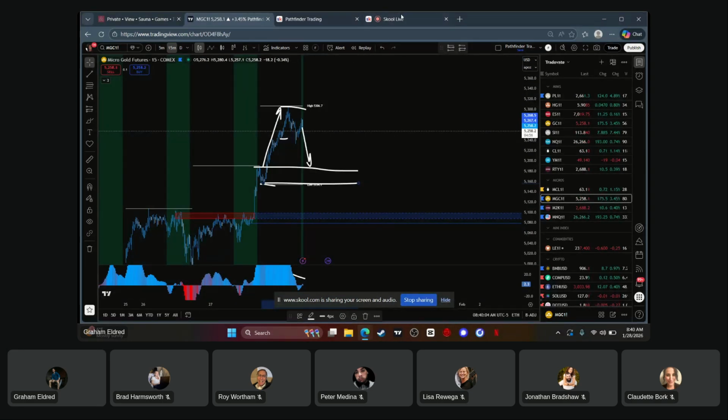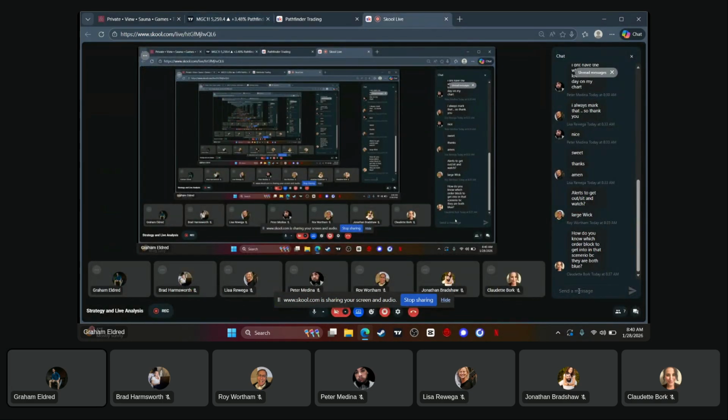Okay? But wait for evidence in the order blocks to do that, because at the very least, if you have a double bottom and you get in after the double bottom occurred, it's already tested it twice. And if you get a push away from there, you can go risk free.